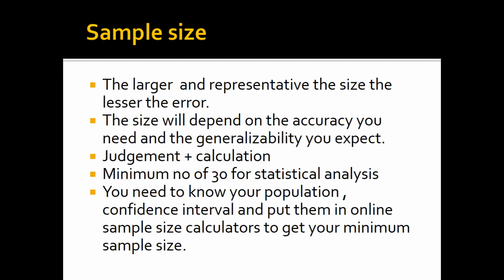We generally say the larger and more representative the sample, the lesser the error. So if you are taking a large sample size, many of the sampling errors are automatically diluted, and the accuracy of your result will be high. So the size will depend on the accuracy you need. As I already told, if you are taking a 95% confidence interval, and you can only tolerate 5% error, in that case you can calculate your sample size in a different manner, because you have to take a larger sample size so that the error is automatically reduced.